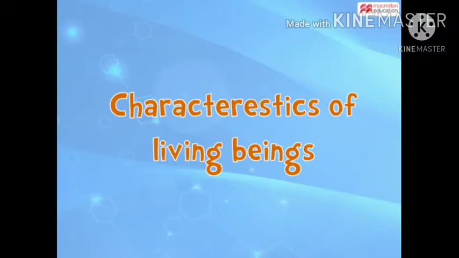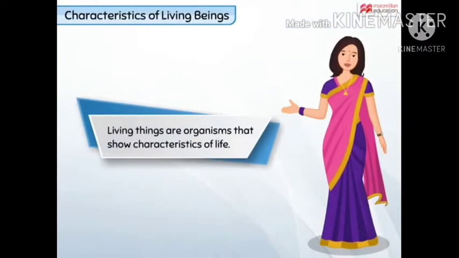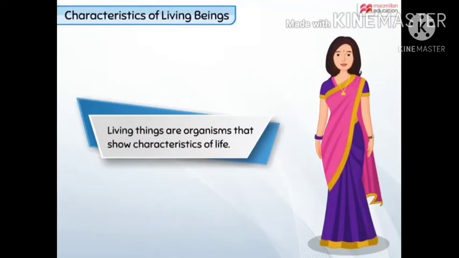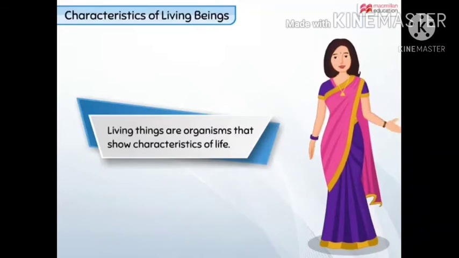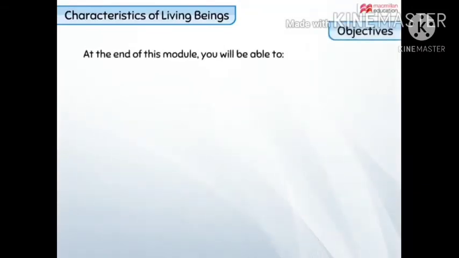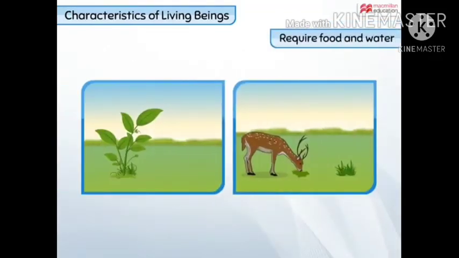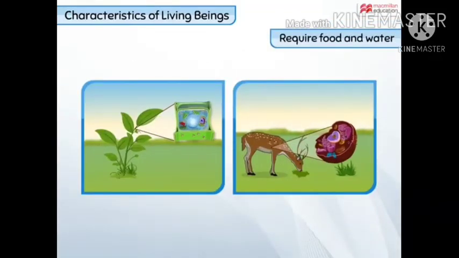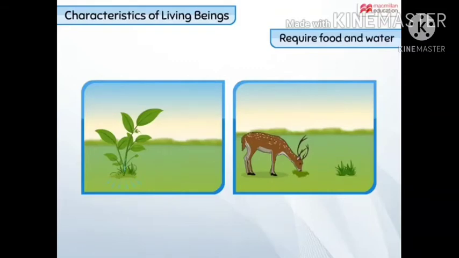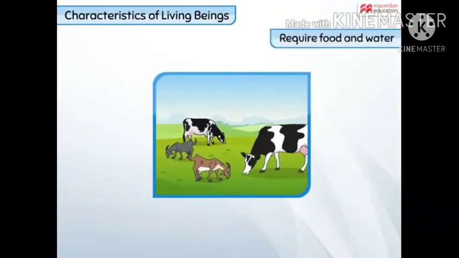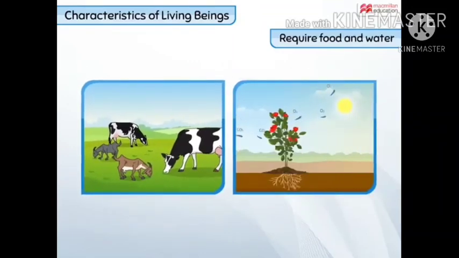Characteristics of living beings. Living things are organisms that show characteristics of life. These characteristics are common in all living things. All living things are made up of cells and require food and water to live. Animals depend on other animals or plants for food, while plants make their own food.